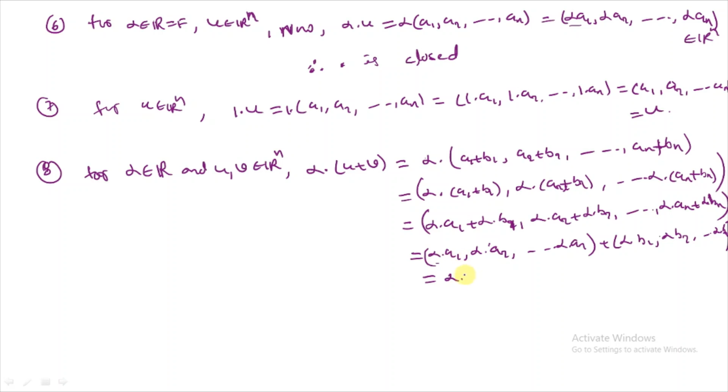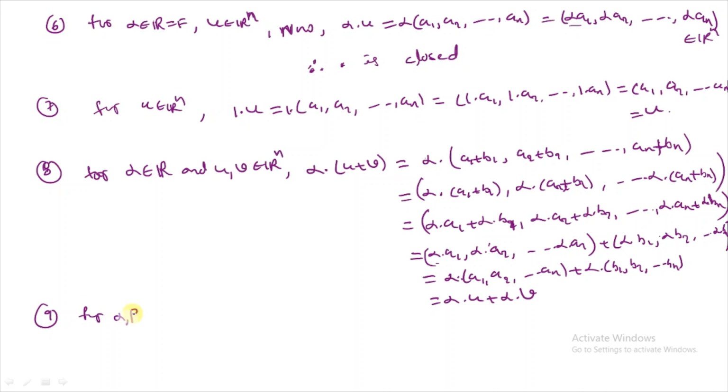Again, you can take alpha common from the a's and the b's, which is the same as alpha dot u plus alpha dot v. That's all for the distribution law. Next, the last property.